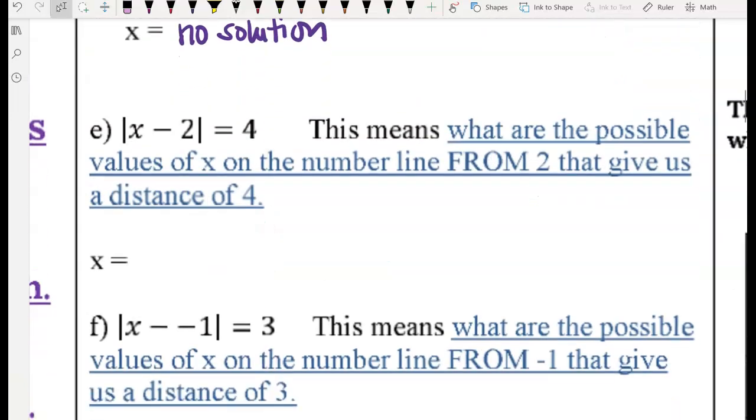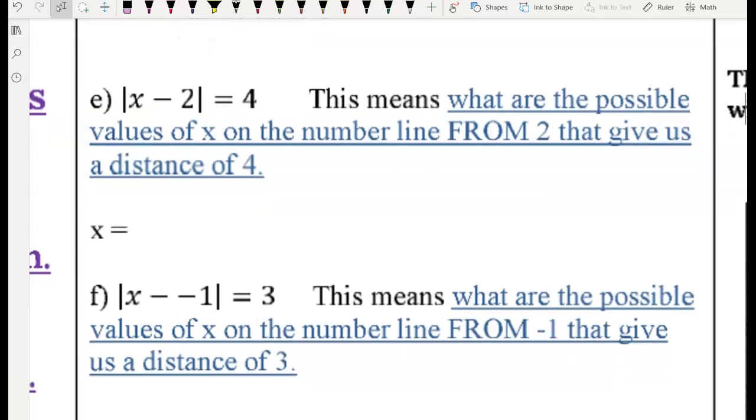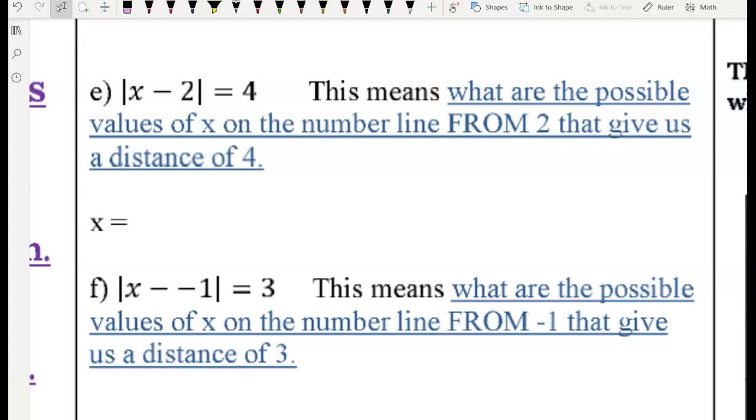E, absolute value of x minus 2, students, equals 4. This means what are the possible values of x on the number line? Because it's not from 0 anymore, because we are now starting from 2. That gives us a distance of 4.